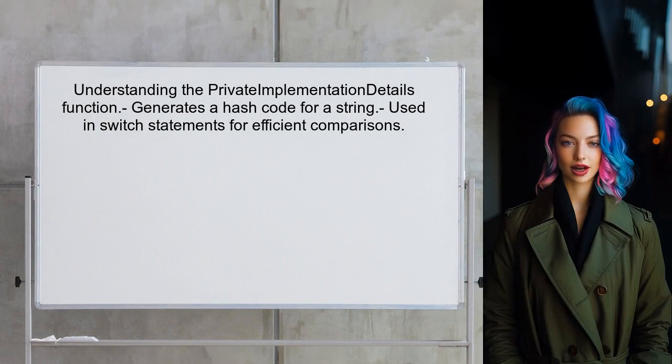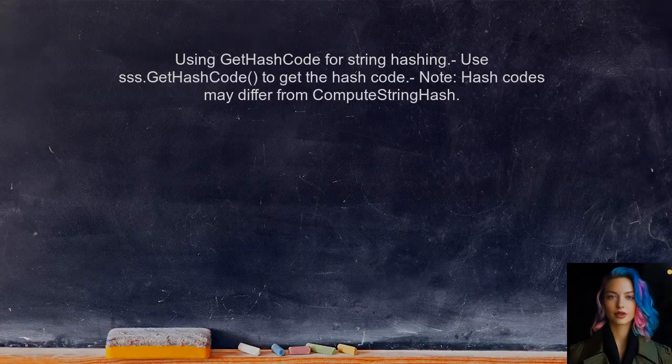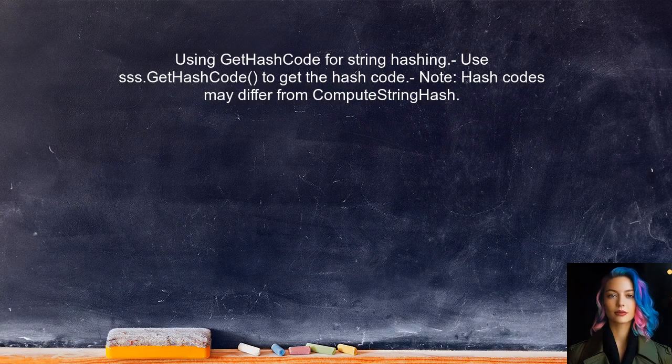To address the user's issue with the private implementation details function, we first need to understand what this function does. It generates a hash code for a given string, which is used in switch statements for efficient comparisons. Next, the user should consider using the getHashCode method on the string directly. This method provides a hash code for the string, but it's important to note that the hash code may not be the same as the one generated by compute string hash.